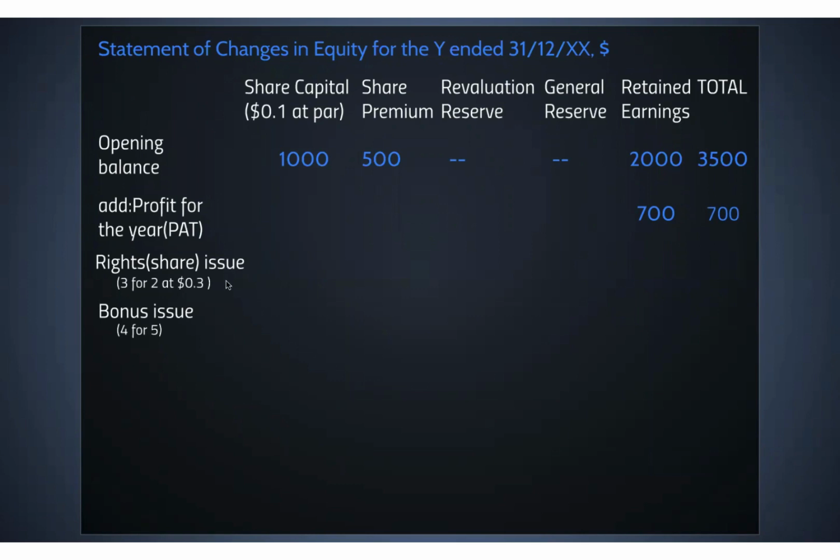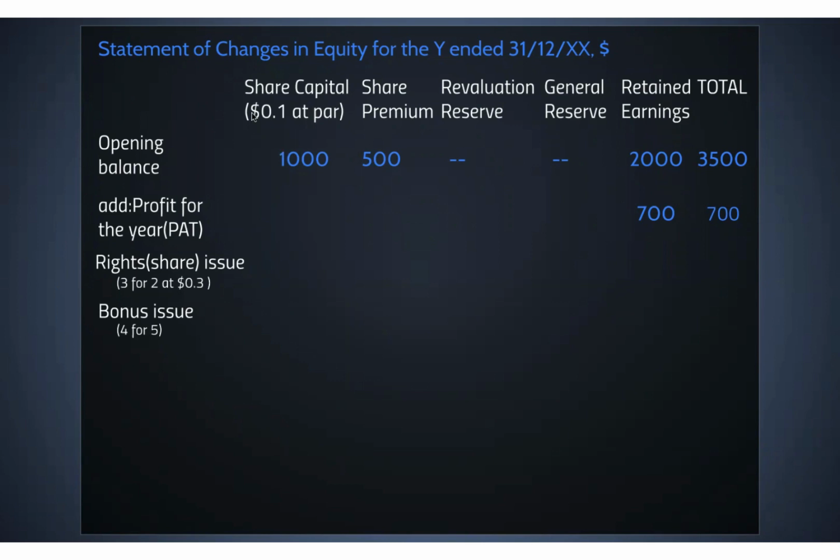Let's assume that the company performed a rights issue during the year. Shares issued as rights for cash. So the cash increased and share capital increased also. But since the nominal value or par value of the share equals 10 cents, and rights were issued at 30 cents each, we can assume that share premium would increase. Let's calculate the number of shares first. Currently, the company has 10,000 shares outstanding.